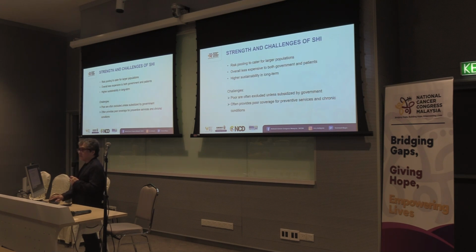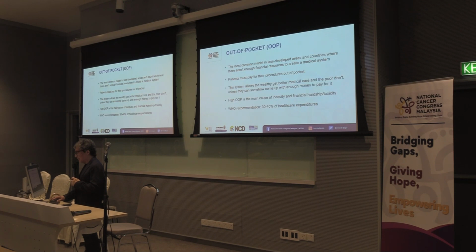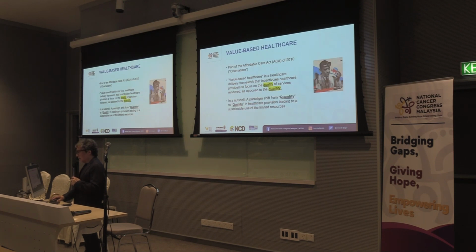SHI is not without shortcomings. The strength is risk pooling. It will be able to cater for larger populations. Overall, it is less expensive and more sustainable. However, there are challenges because the poor are usually excluded unless they are subsidized by the government. That's why in the earlier slide I said there must be a role for the government here. We cannot just rely entirely on the employer and the employees. I'm going to skip out-of-pocket.